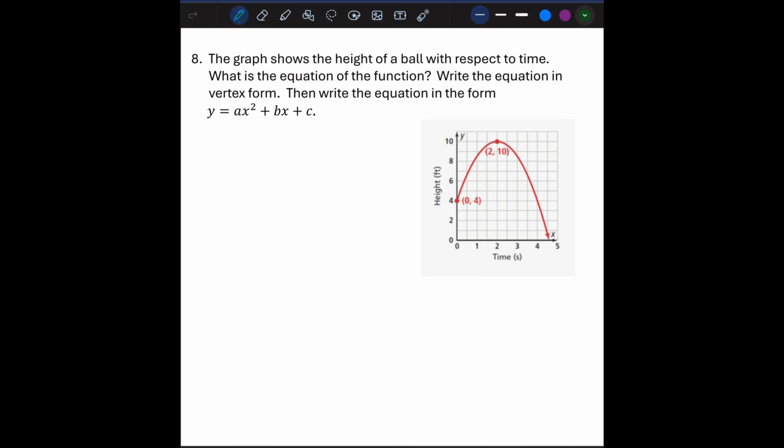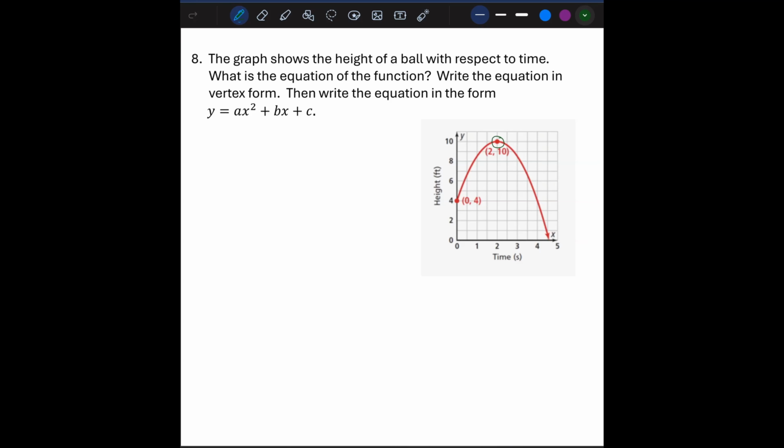The graph shows the height of a ball with respect to time. What's the equation of the function? Write the equation in vertex form, then write the equation in the form y equals ax squared plus bx plus c. All right, so again, I need my vertex, and I need the initial height, or another point. I mean, it really doesn't matter, any other point on the graph, because I don't have the a value, and I need that. So looks like my vertex is 2, 10.